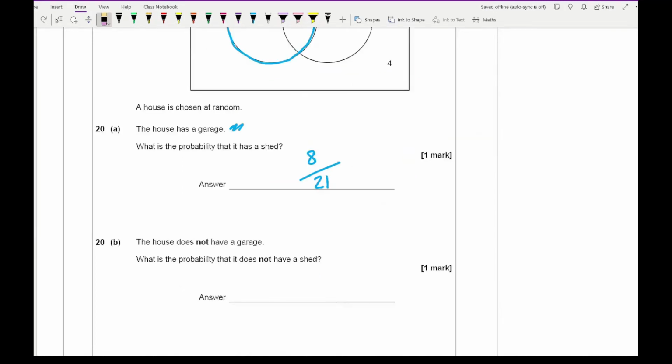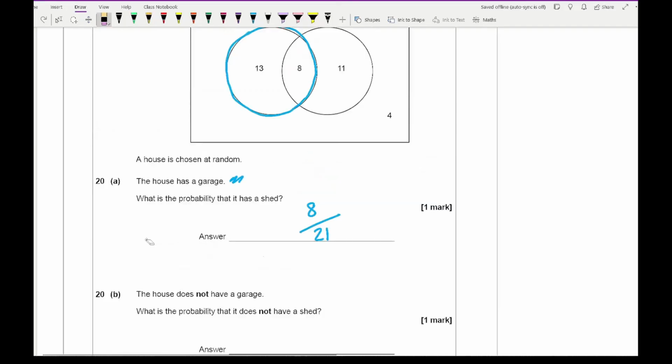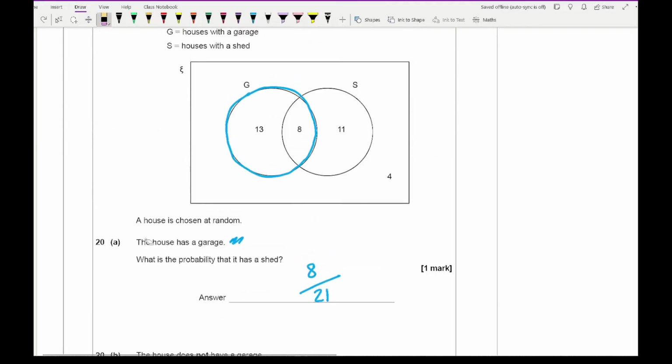Now for part B, it says the house does not have a garage. So what we're looking at here is we're going to ignore the blue section. So this is what we're not going to be including.